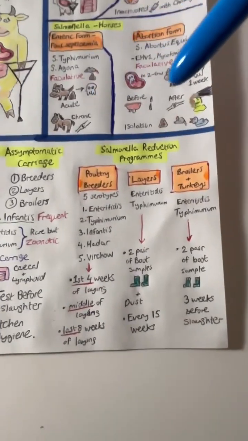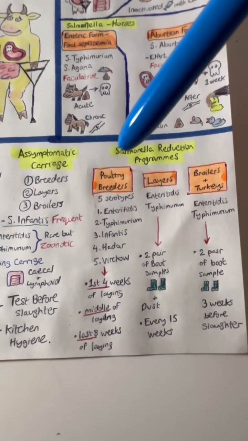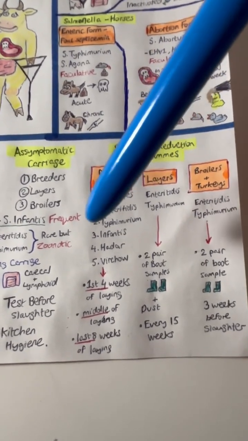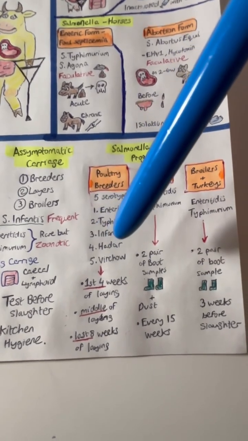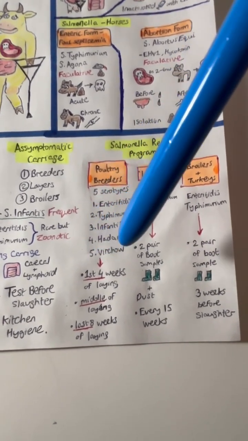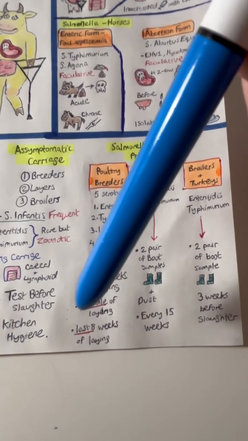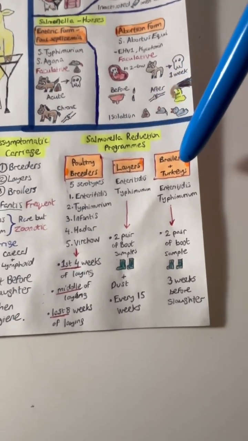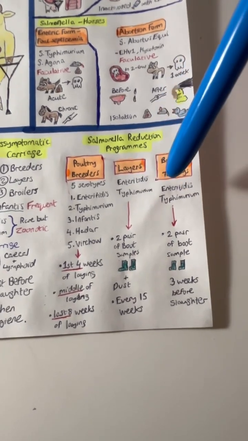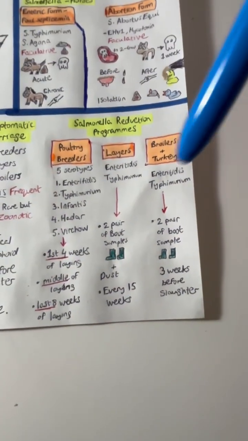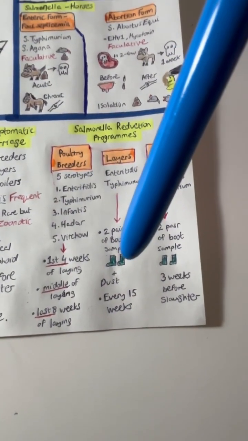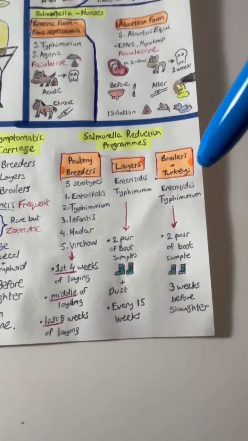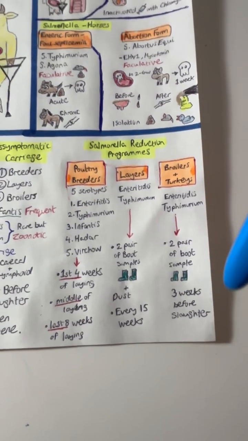And for Salmonella reduction programs, in poultry breeders, we need to test for the 5 serotypes: Enteritidis, Typhimurium, Infantis, Hadar, and Virchow. We need to test the first 4 weeks of laying, in the middle of laying, and the last 8 weeks of laying. For commercial layers, and broilers and turkeys, we test for Enteritidis and Typhimurium. We test the Salmonella on 2 pairs of boot samples and dust. For layers, we test every 15 weeks, and for broilers and turkeys, we test 3 weeks before slaughter.